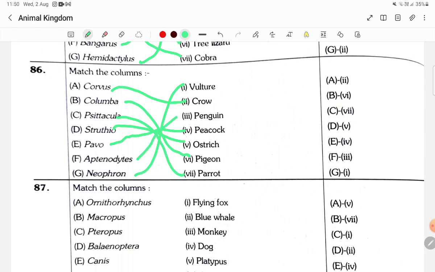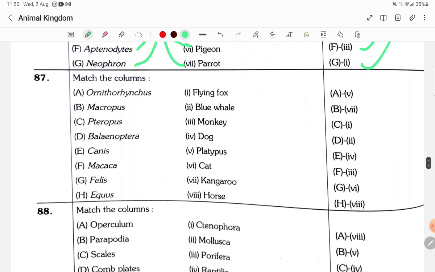Amphidrites is pigeon. Okay, so we have matched A 2, B 6, C 7, D 5, E 4, F 3, G 1. Coming on next. Ornithorhynchus we have studied above. Ornithorhynchus is platypus, and this is very important. This is a mammal which has mammary glands but is oviparous in nature. Coming on next question.